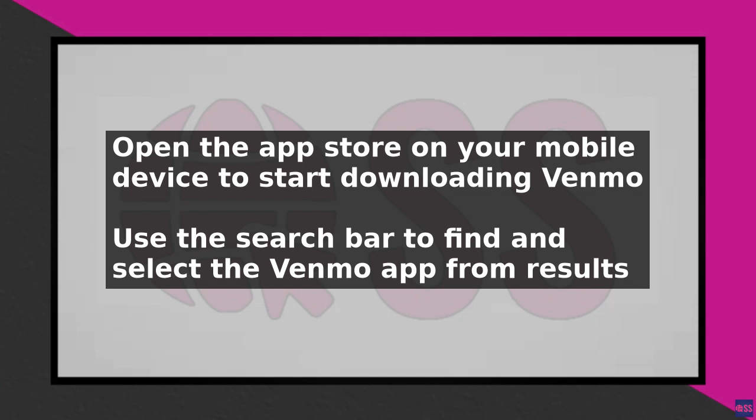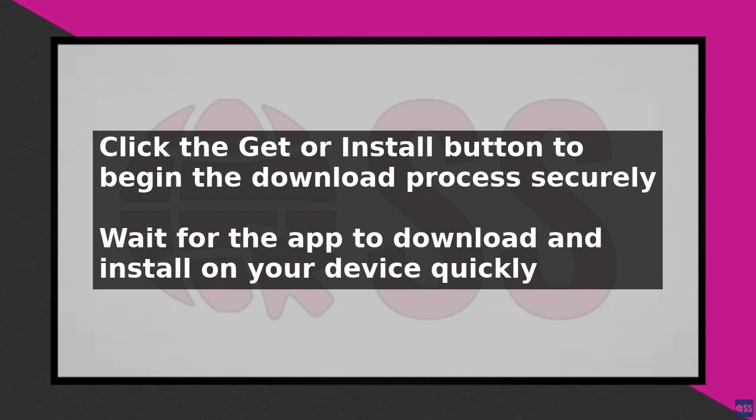Next, click the Get or Install button to begin the download process. You may be prompted to enter your password or use fingerprint or facial recognition to authenticate the download. Wait for the app to download and install on your device. This should only take a few seconds. After the download is complete, click the Open button to launch the Venmo app.